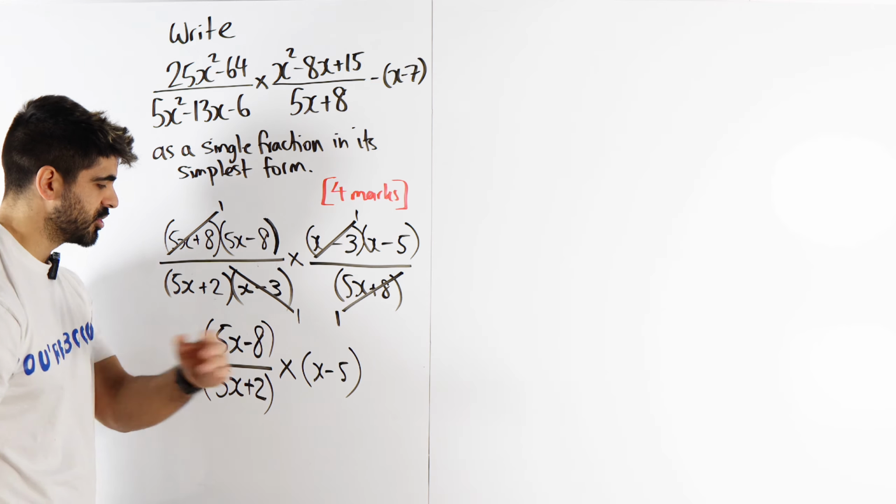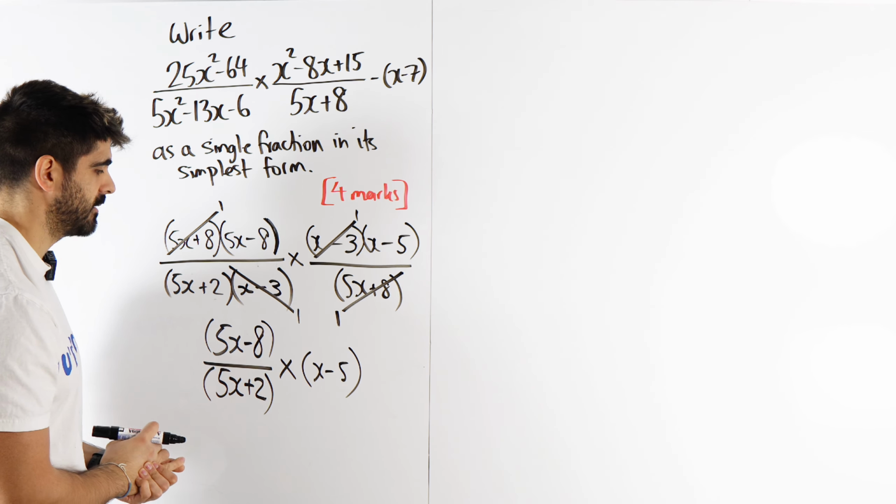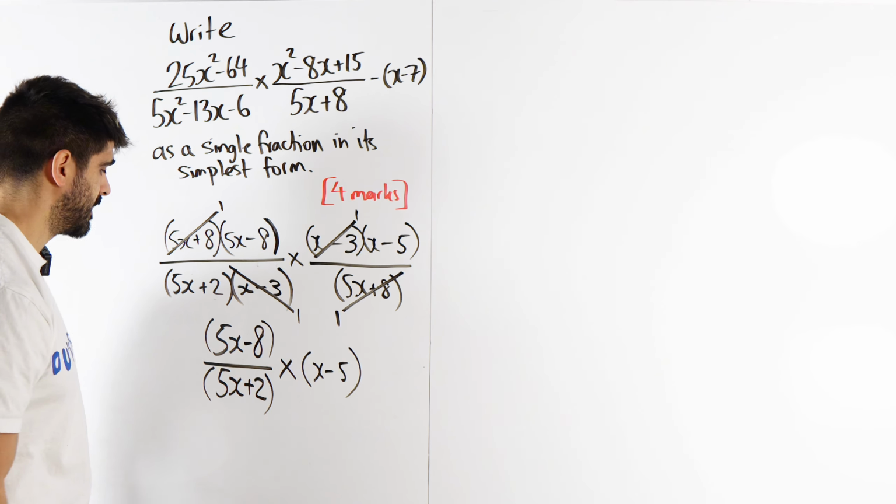Which you could say over 1, but you're just timesing it by this. Which actually just comes to the numerator. Okay? Now, we've addressed this. We now have this minus (x minus 7). So let's write that down.